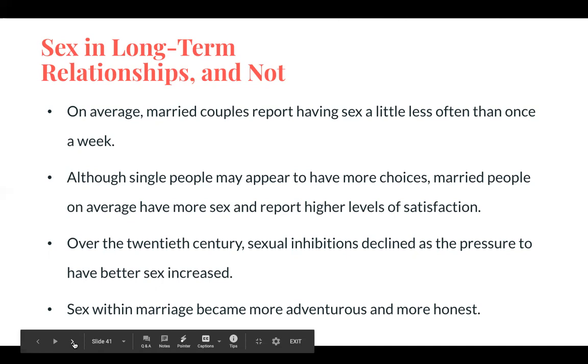But oftentimes, although single people may have more choices, married people on average have more sex and report higher levels of satisfaction. And that's because if you're single, no matter how hard you try to keep your dance card full and your bench stacked with potential partners, the fact of the matter is oftentimes you might find yourself going through periods where you're all alone and not having sex. And of course, married people don't find themselves in that position.